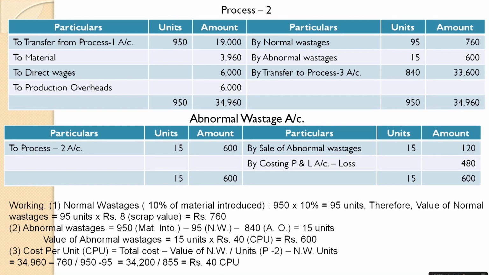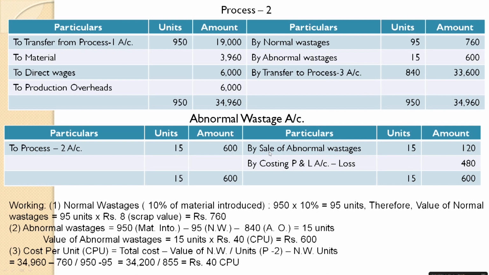Now, how can we find out the profit or loss of the particular abnormal wastages? How can you determine the profit or loss of the abnormal wastages? Now, on the credit side, whatever abnormal wastages we have, we need to show it as a sale on the basis of the scrap value which is given in the question, as we already calculated for the normal wastage amount. So, the same scrap value of a normal wastage is applied here for the calculation of the abnormal wastages sales price also.